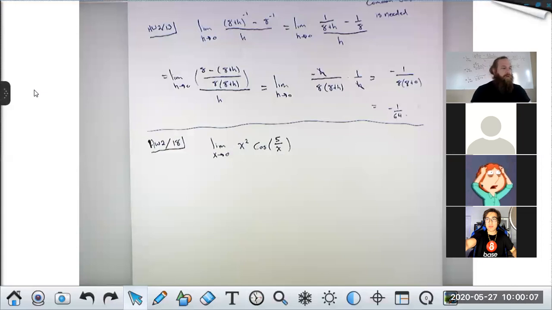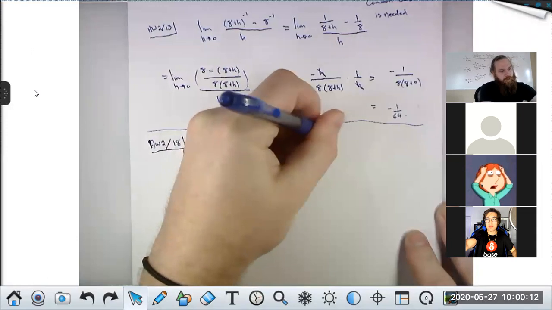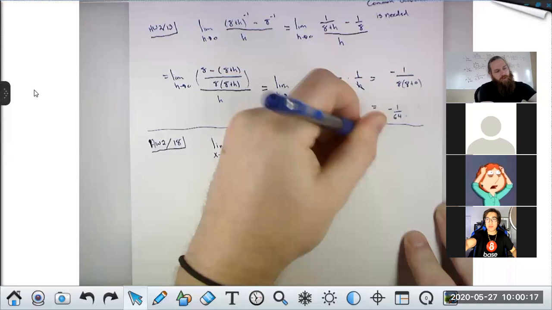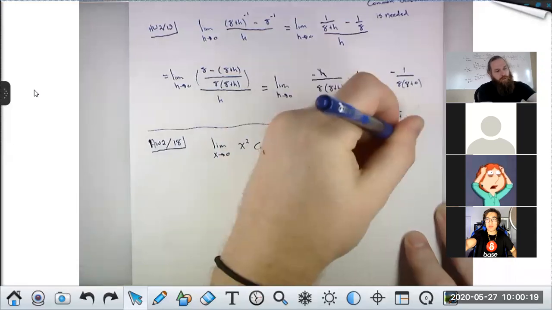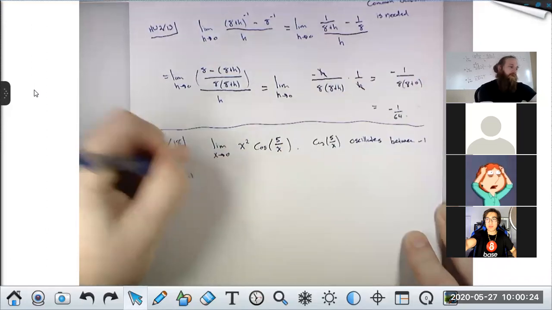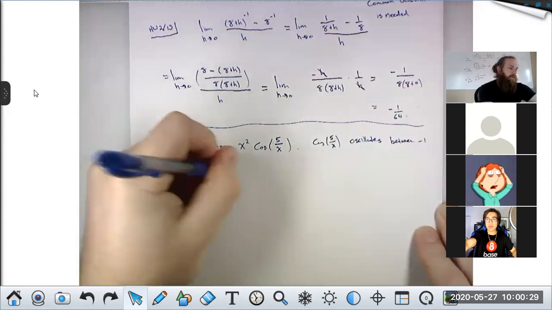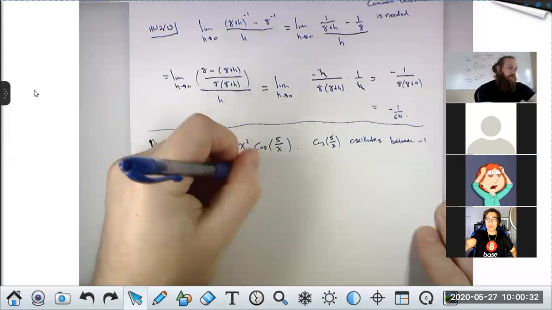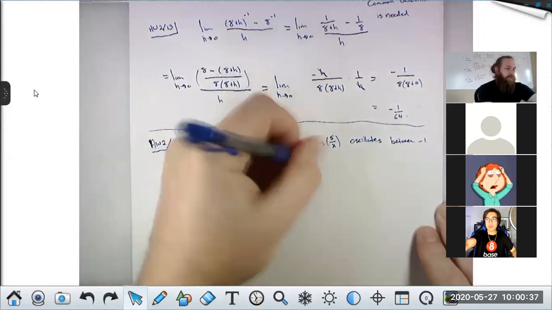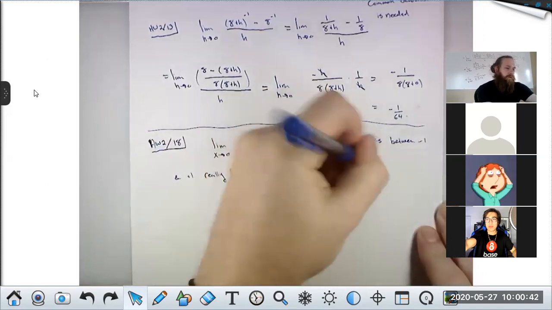And the way we can get around this, so this oscillates between -1 and +1 really fast near x equals 0. So we need the squeeze theorem.